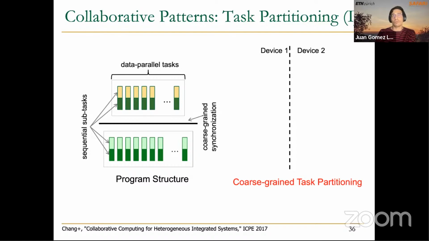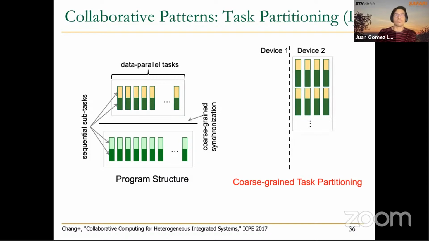The first type of task partitioning that we consider is what we call coarse-grain task partitioning. In this case, we are assigning complete tasks to either device 1 or device 2. So, for example, in this case, we will have device 2 computing the whole first kernel, while after the synchronization, device 1 computes the whole second kernel. But observe that we have subtasks here, and it might happen that one device is better at one subtask and another device is better at a different subtask.